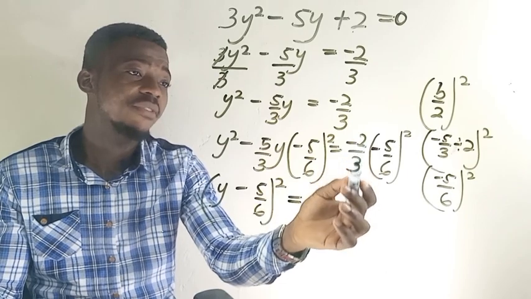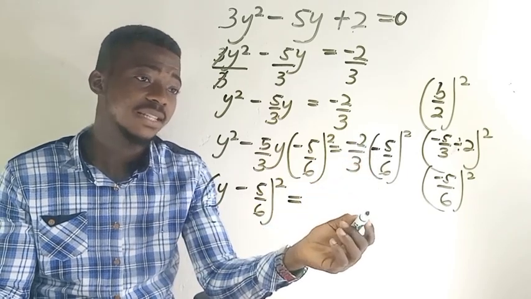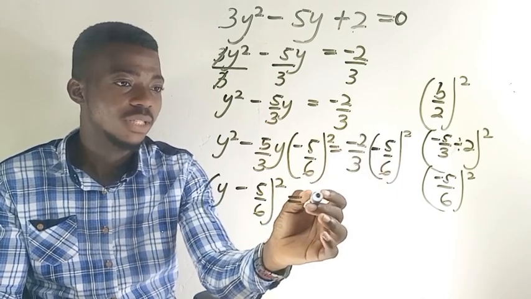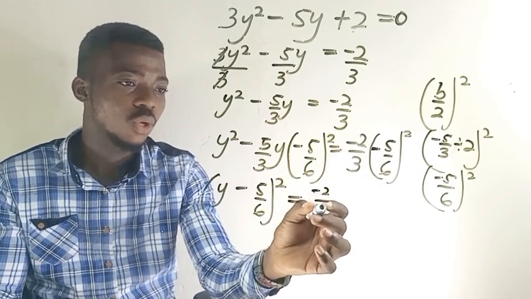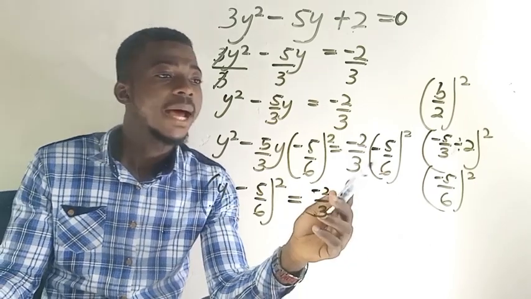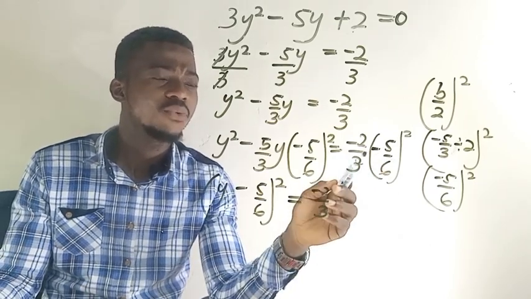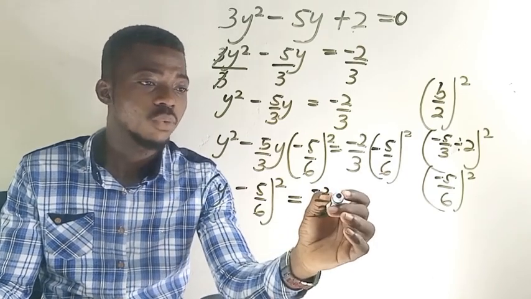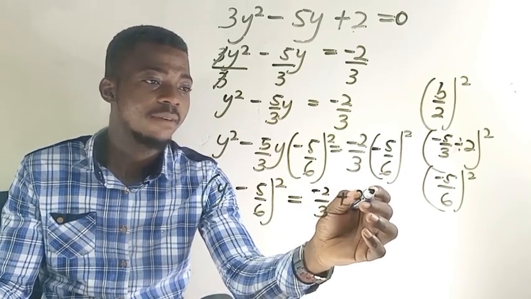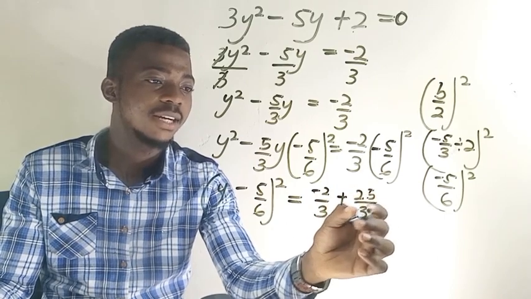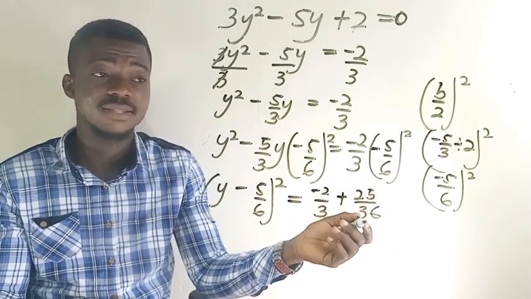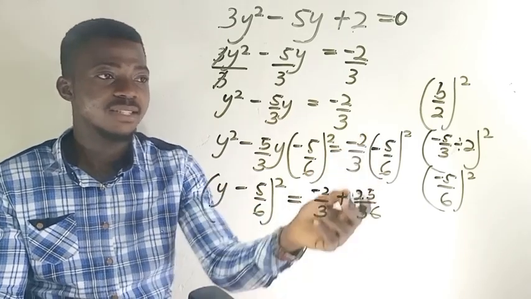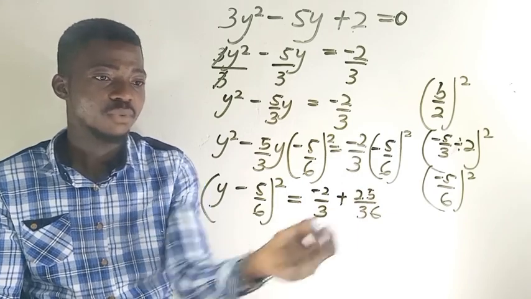Then equal to, after that, what do you have? You have minus 2 over 3 minus 5 over 6. So we can do this one straightforward. Okay, so we have minus 2 over 3. Now, minus 5 over 6 all squared will give you what? It's going to give you 25, so plus 25 over 36. This is what you're going to get, right? Because minus 5 times minus 5 will give you 25. Then 6 squared will also give you 36. So this is what you have.